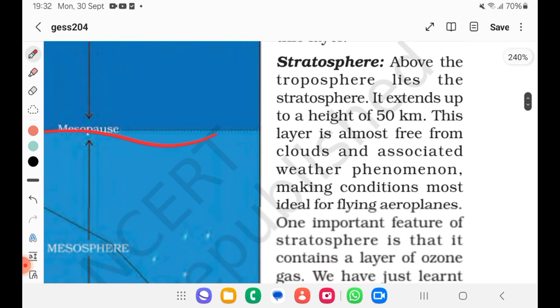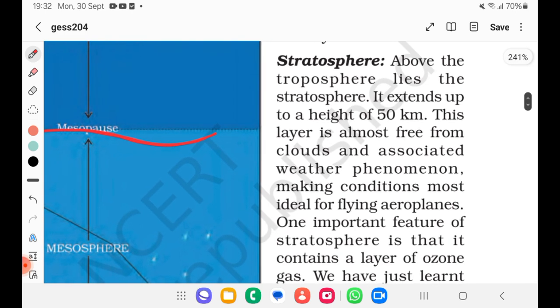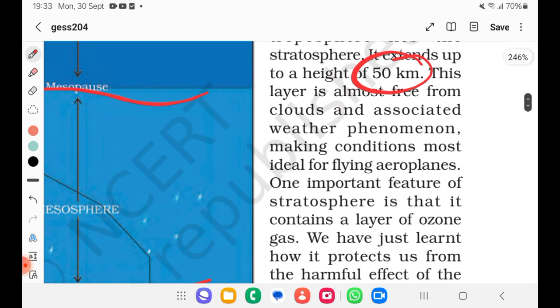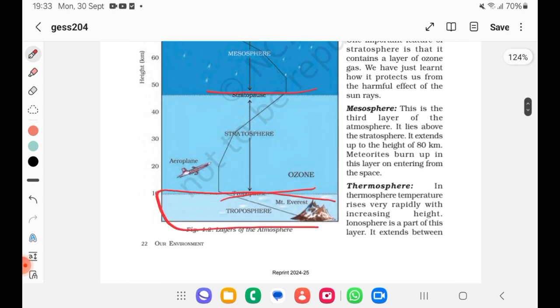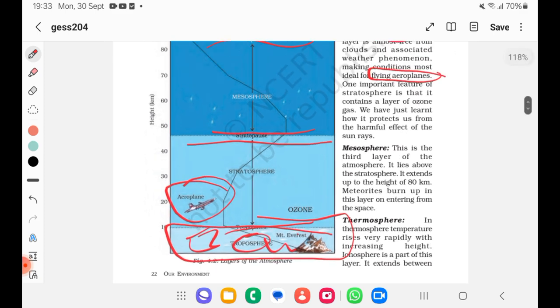Then we have stratosphere. Above the troposphere lies the stratosphere. It extends up to 50 kilometers. This layer is almost free from clouds and associated weather phenomena, making conditions most ideal for flying aeroplanes. That's why aeroplanes fly here. If you see, this is troposphere. Here we have clouds and the air we breathe, etc. In stratosphere we don't have clouds. That's why aeroplanes fly here.